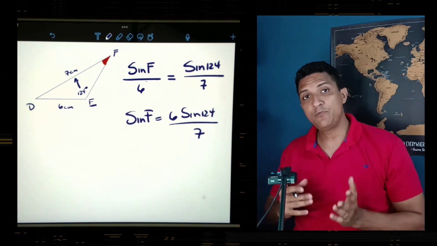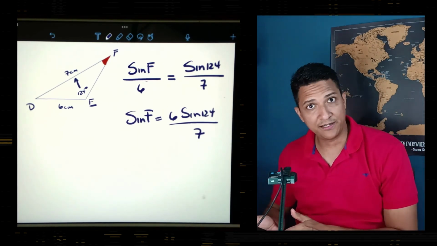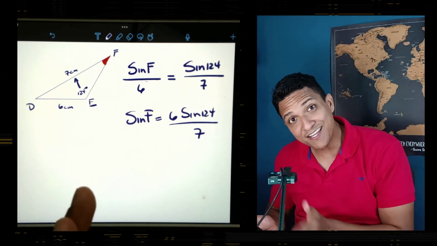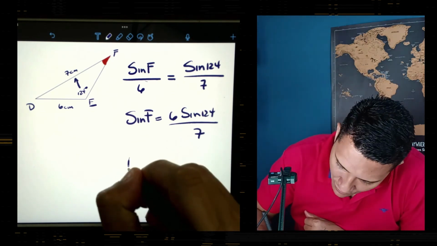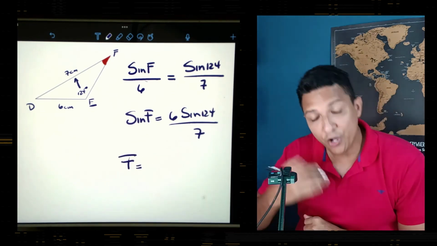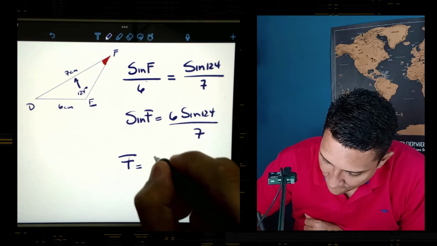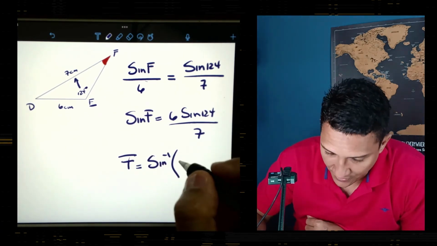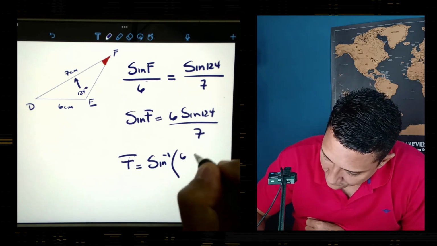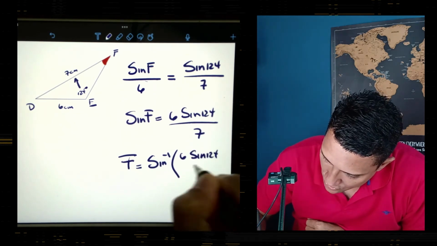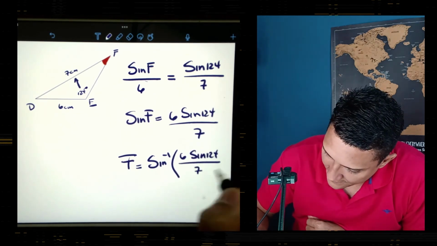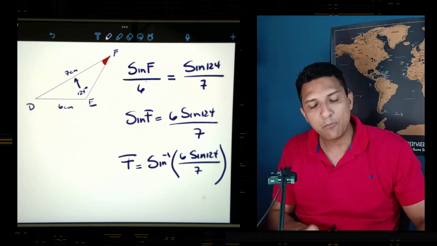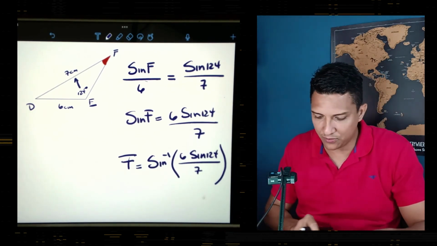But remember that I need to isolate the letter F, so I need to pass the sine to the other side. And every time you pass a sine to the other side, it passes as the inverse of the sine, or arcsine. So basically, this is what I'm going to input in my calculator.